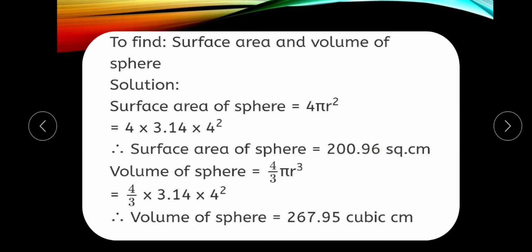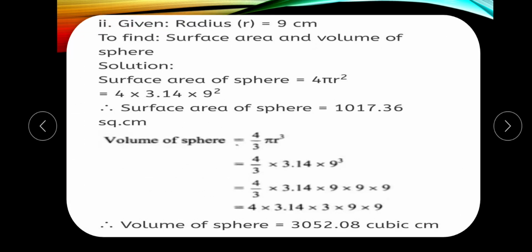Now we need to solve the volume of the sphere. Volume of the sphere is equal to 4 upon 3 pi r cube. Substituting the value, we get 4 upon 3 into 3.14 into 4 cube. Please make a change over here: instead of 2, you will write 3, that is 4 cube. Solving it, we get 267.95 cubic centimeter. Therefore, the volume of the sphere is 267.95 cubic centimeter.